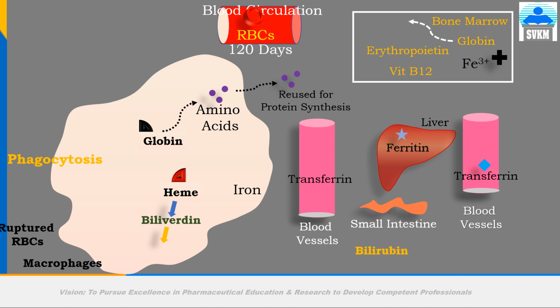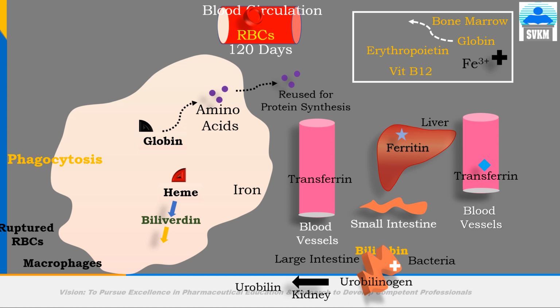In the large intestine, in the presence of bacteria, the bilirubin is converted into urobilinogen. Some urobilinogen is absorbed back into the blood, which is converted into a yellow pigment called urobilin, which is excreted via the kidney in the form of urine. Most urobilinogen is eliminated in the feces in the form of a brown pigment called stercobilin, which gives feces its characteristic color.